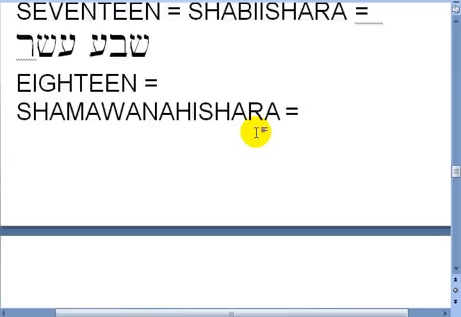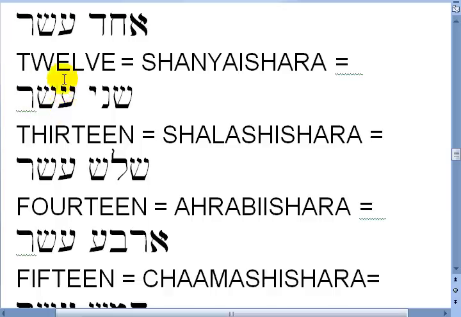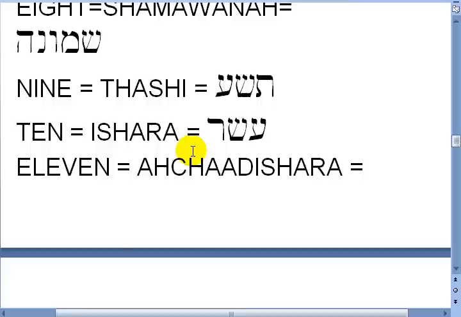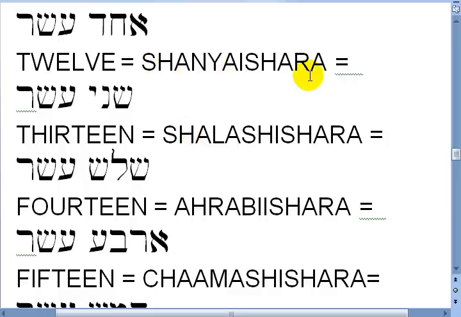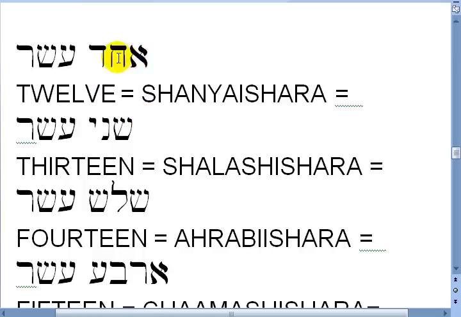Now, I was telling you before, I'll go back to number 11. Matter of fact, let me do 12 since they're together. 12, Shanya Aishara. Shanya is 2, Aishara is 10, as you can see here. So you just add the number 1 and then the number 10, which makes it 11. The number 2 and the number 10, which makes it 12.